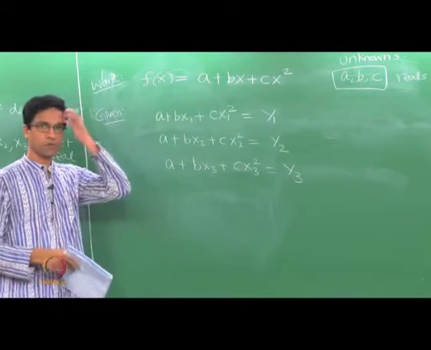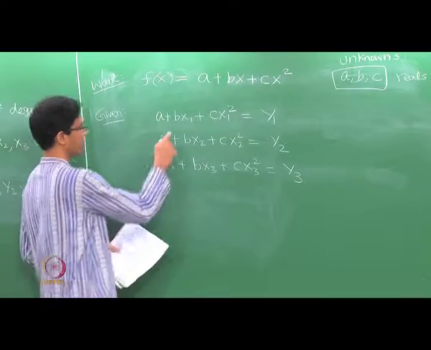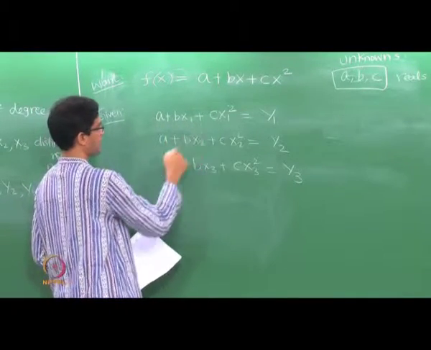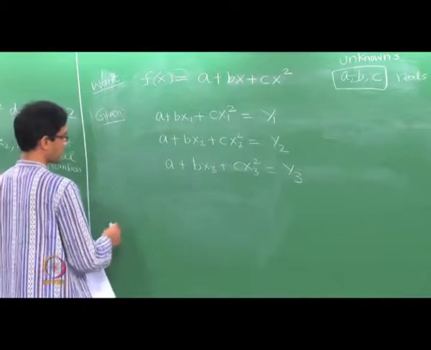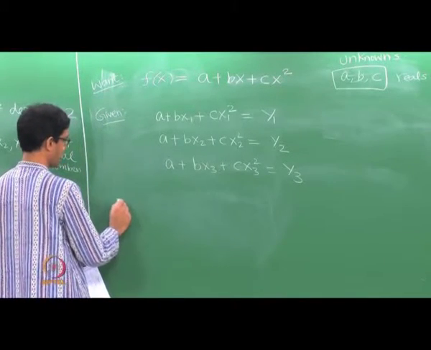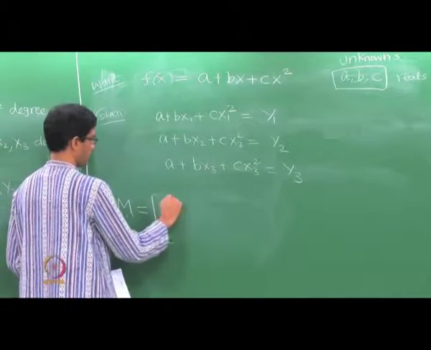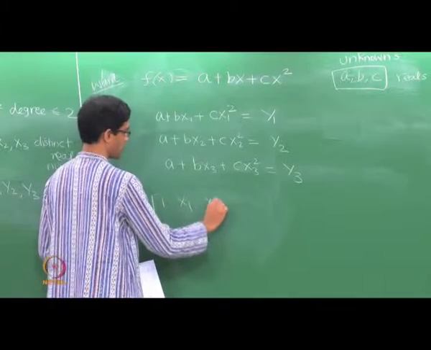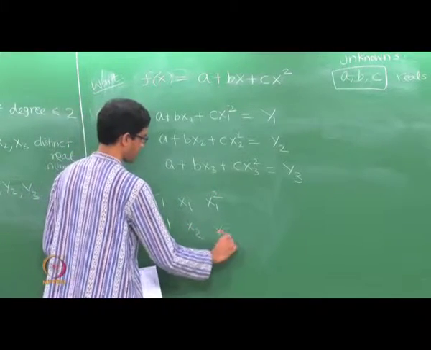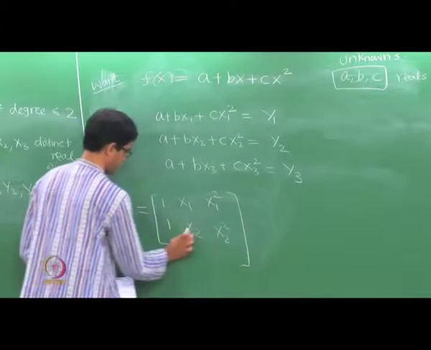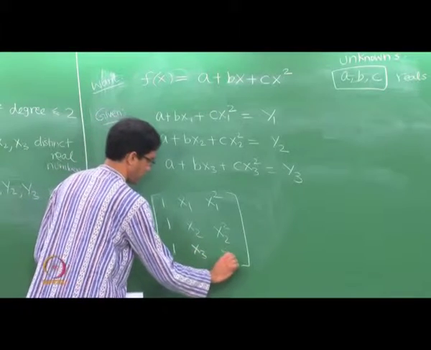So this is nothing but a system of three linear equations in the unknowns a, b, c, with coefficients being 1, x1, x1 squared, 1, x2, x2 squared, and so on. Okay, so let me rewrite this in matrix form. So let's form the coefficient matrix. So this is just the following. Consider the matrix M, 1 x1, so it's a 3 cross 3 matrix now, x1 squared, 1 x2 x2 squared, 1 x3 x3 squared.